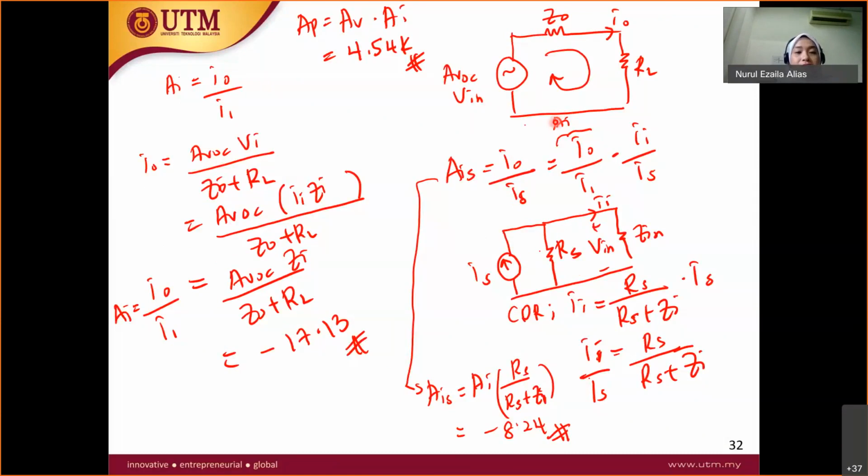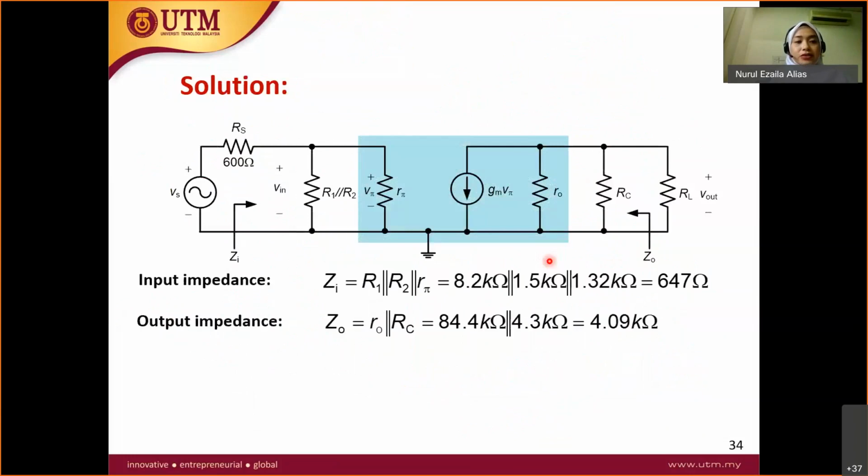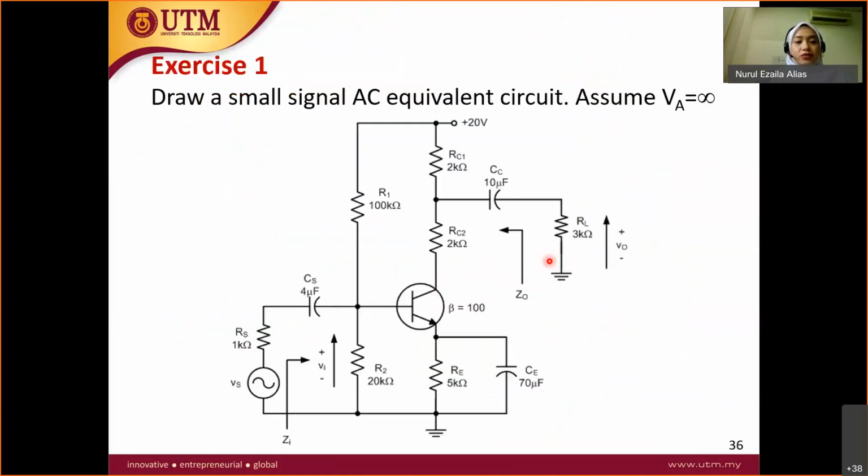All right, so make use of this circuit, and then you find I out using KVL here, and then I in using the input circuit where you do the voltage to current source transformation. So you will get like this and so on. Okay. So we've done example one, and then I asked you to do exercise one, this one, and submit it to the Padlet.